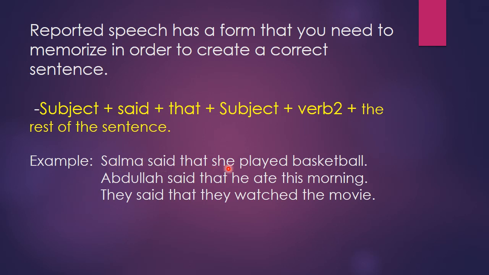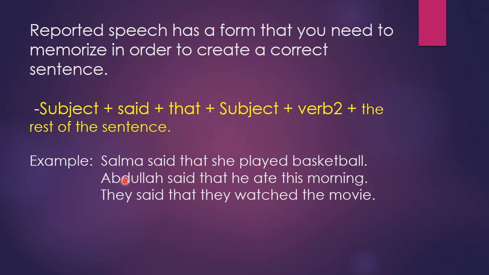Salma said that she played basketball. Salma is a subject, then said, that. There's she, the other subject. She refers to Salma. Then comes the verb 2, played. Then comes the rest of the sentence, which is the object in here, basketball.